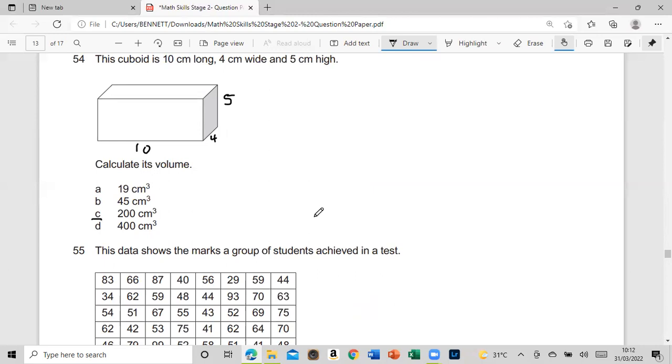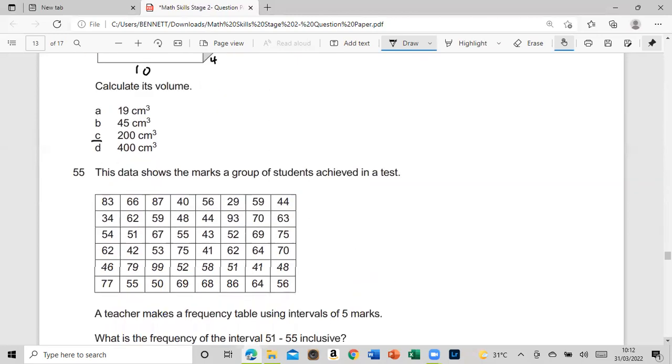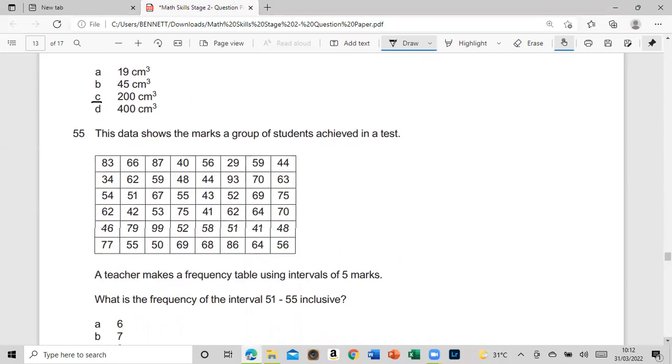Let's move on to the grouped data. This data shows the marks that a group of students achieved on a test. A teacher makes a frequency table using intervals of 5 marks. What is the frequency of the interval 51 to 55? Alright guys, so what they do is say 51 to 55 and so forth.